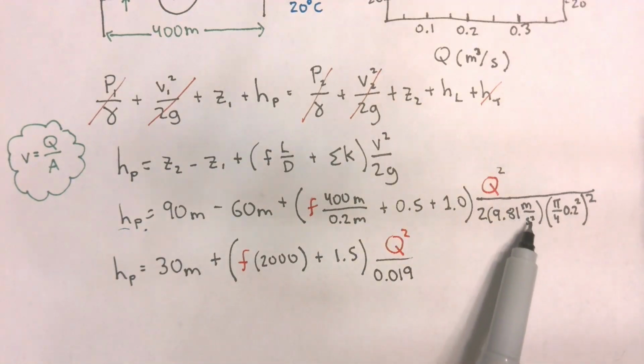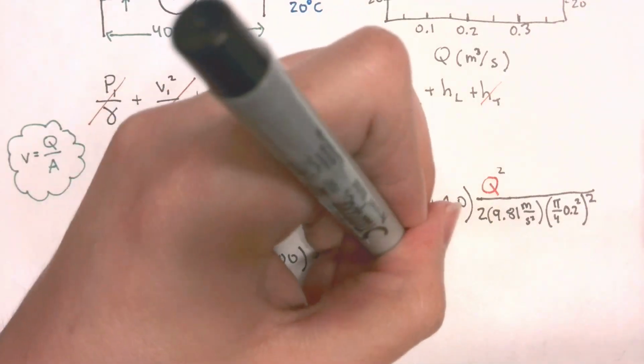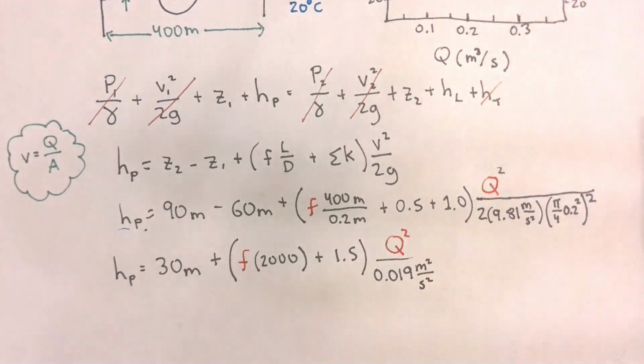Let's see. This is meters second squared. This is meter squared. So meter squared per second squared. Awesome. We did it. Did we? Yes. We did it. Okay. So this is what we have so far.